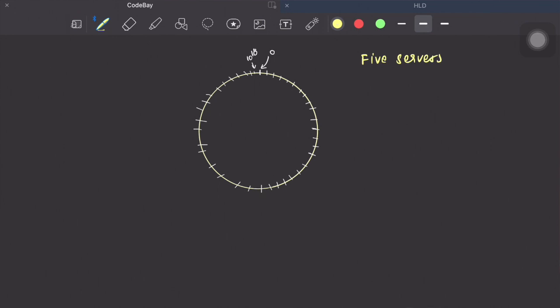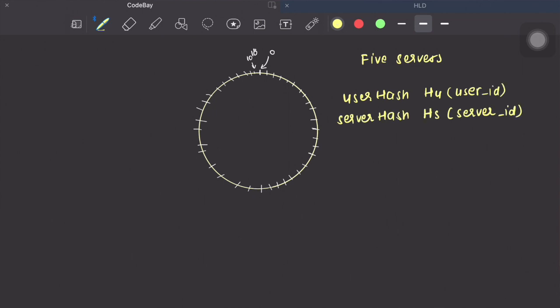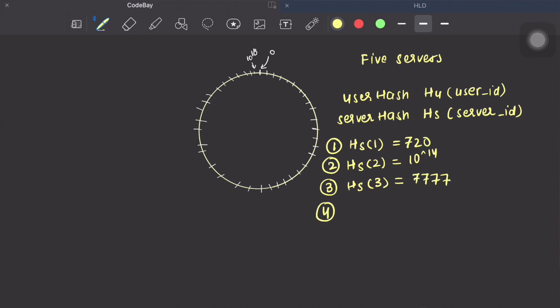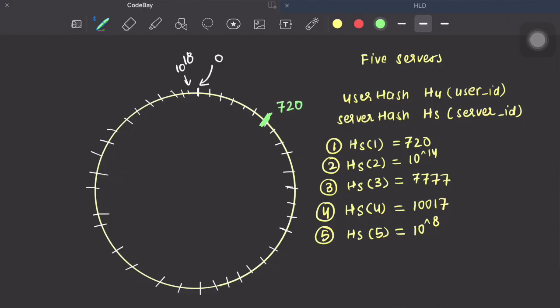Now the first step is to calculate the hash of servers via their server IDs using the server hash function. Say for the hash of the first server we get 720, for the hash of the second server we get 10 to the power 14, for the third we get 7777, for the fourth we get 10017, and for the fifth we get 10 to the power 8. Using these values, we mark the points on the circle which represent the server locations.